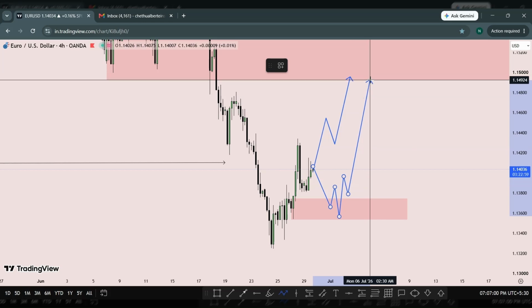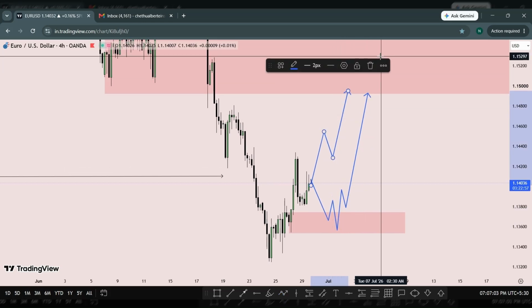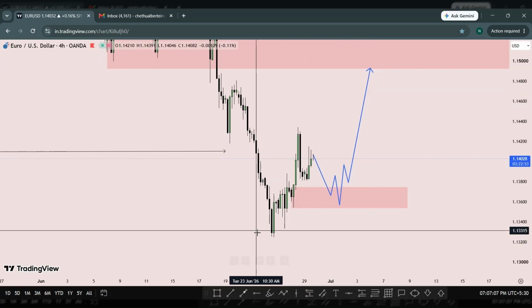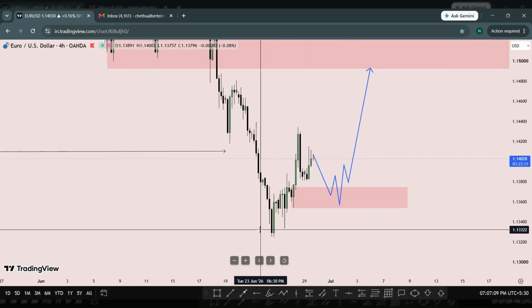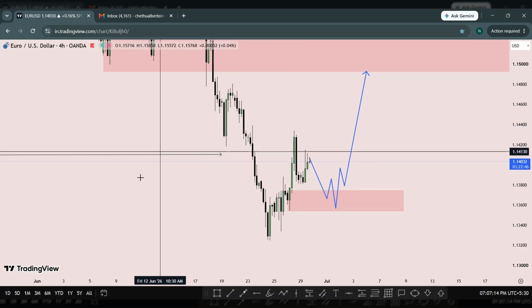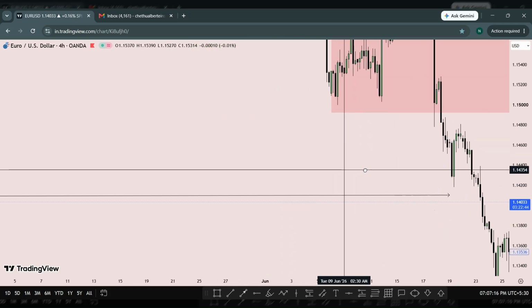If price comes here and gives any confirmation, then I will buy. And for stop loss, I will put it on the swing low here. This is the fake SNR. Watching the previous price action, definitely it will break.